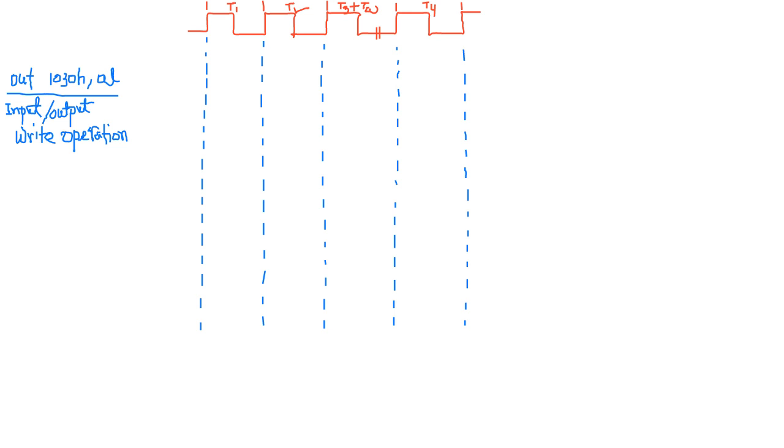Okay, so if it is like that, then what will be the control signal? First of all, minimum or maximum mode. So definitely it is the minimum mode, because it is a single processor system. It is in minimum mode. So in minimum mode, it should be high. It should be high all the time. Okay, it is in minimum mode.